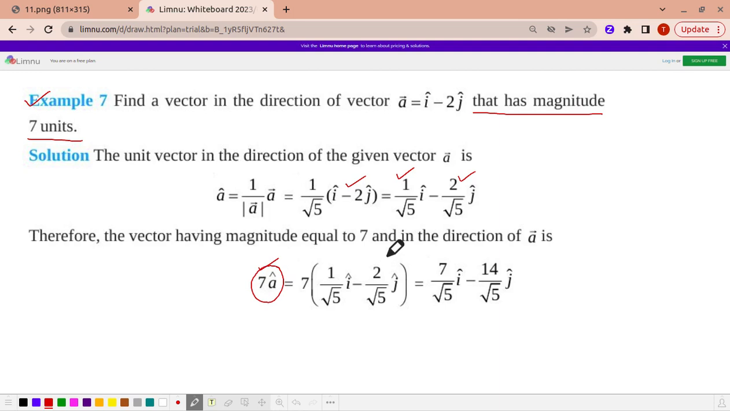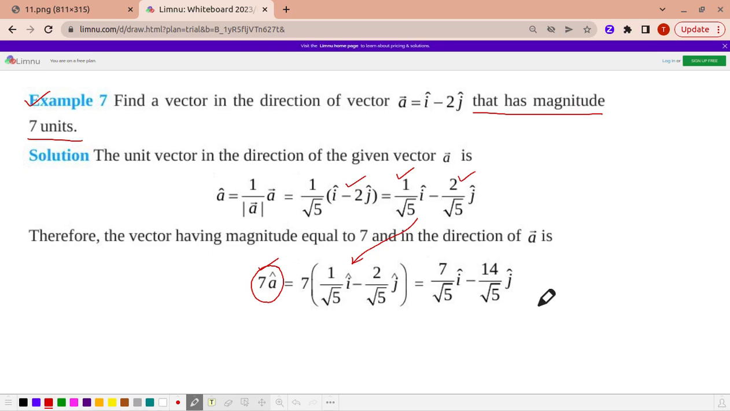A cap we already found from here. So 7 into 1 by root 5 i cap minus 2 by root 5 j cap is equal to 7 by root 5 i cap minus 14 by root 5 j cap.